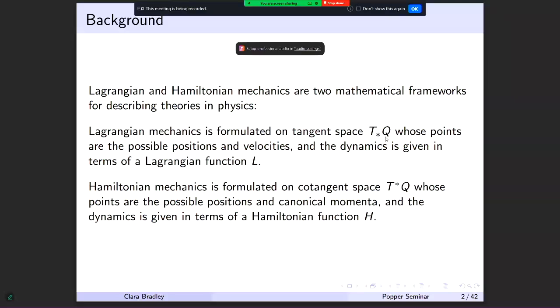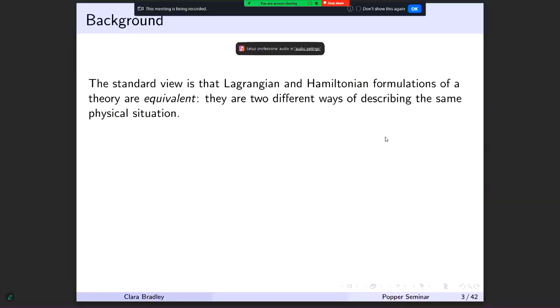So when we're comparing these theories, we're asking, is there something importantly different about formulating a theory in terms of positions and velocities with this Lagrangian, and formulating it in terms of positions and momenta with this Hamiltonian? And the standard view is that the Lagrangian and Hamiltonian formulations of a theory, inasmuch as they both exist, are equivalent to each other. They're just two different ways of describing exactly the same physics. And indeed, this talk of them being formulations suggests precisely this, that they're just two different ways of getting at the same physics.